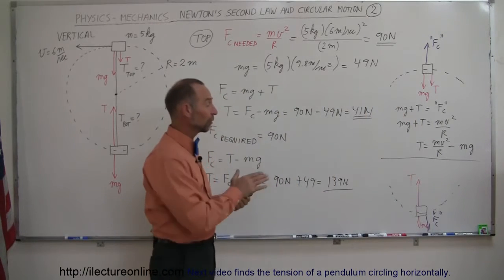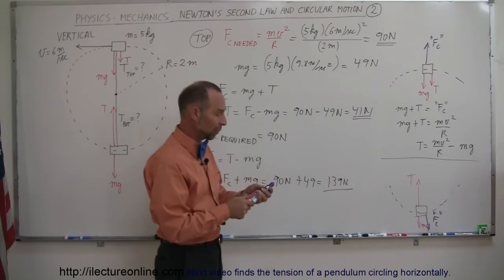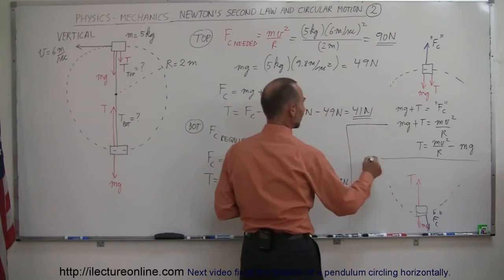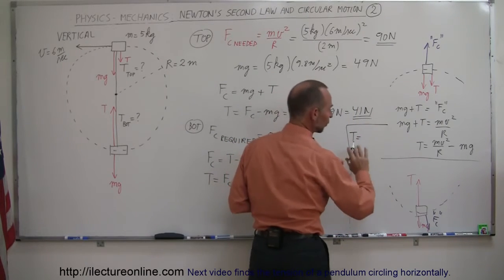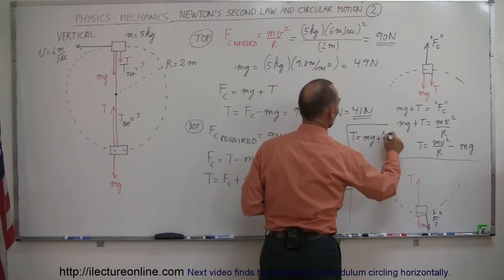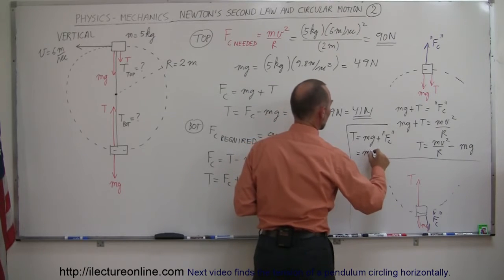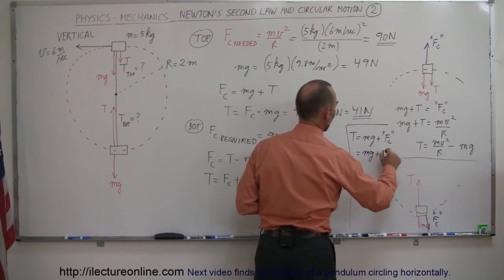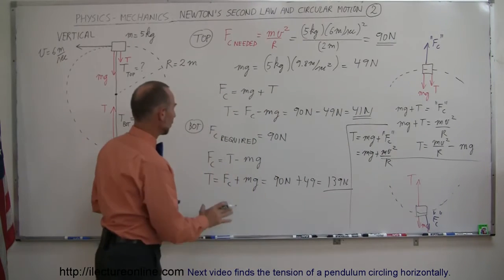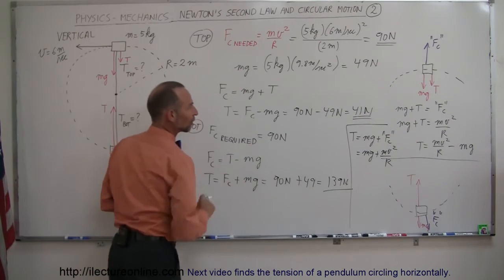And then we just set all the forces that act to the outside equal to all the forces that act to the inside, and see what we get. So if we then use that same principle, we can say that the tension to the inside is equal to all the forces acting on the outside, which is mg plus the centrifugal force. And so you can see that this is equal to mg plus mv squared over r, which is exactly the same as what we got over here. The tension is the centripetal force plus the weight, and we get the total amount.